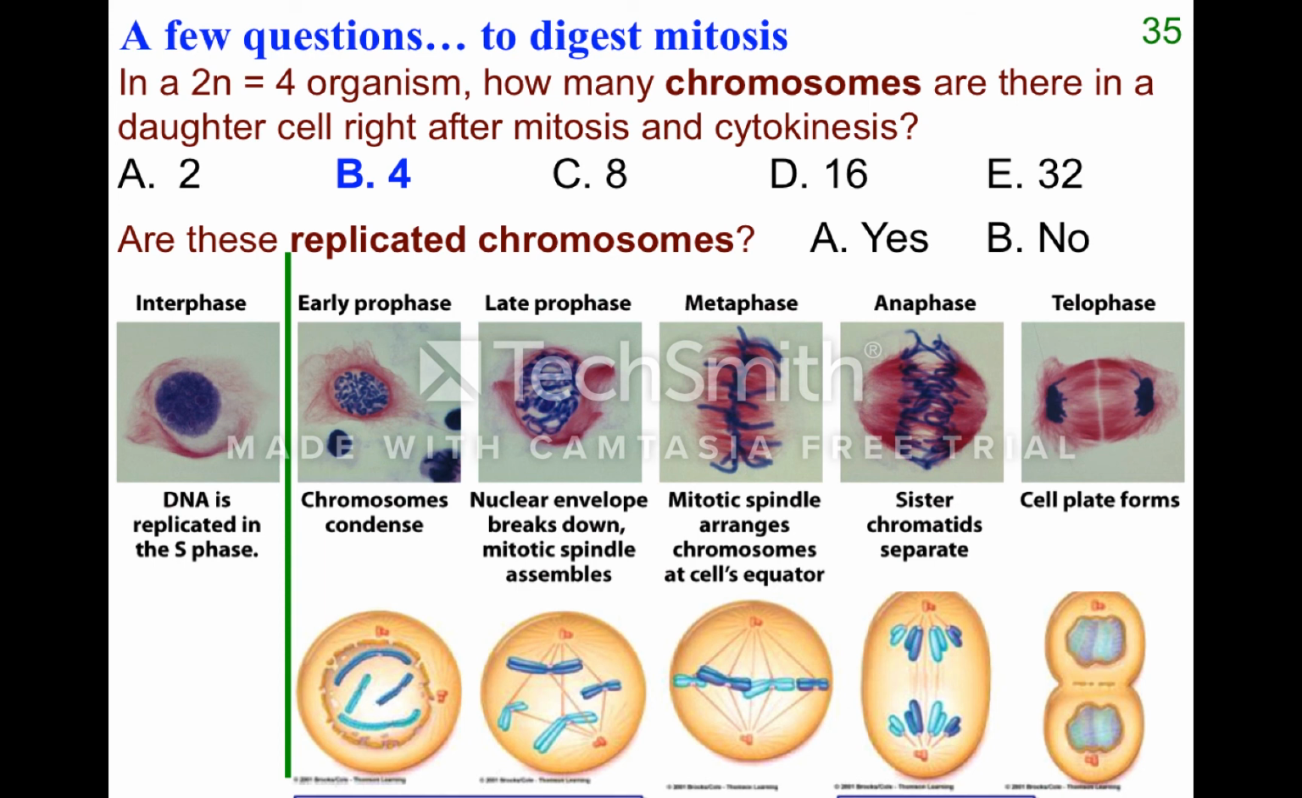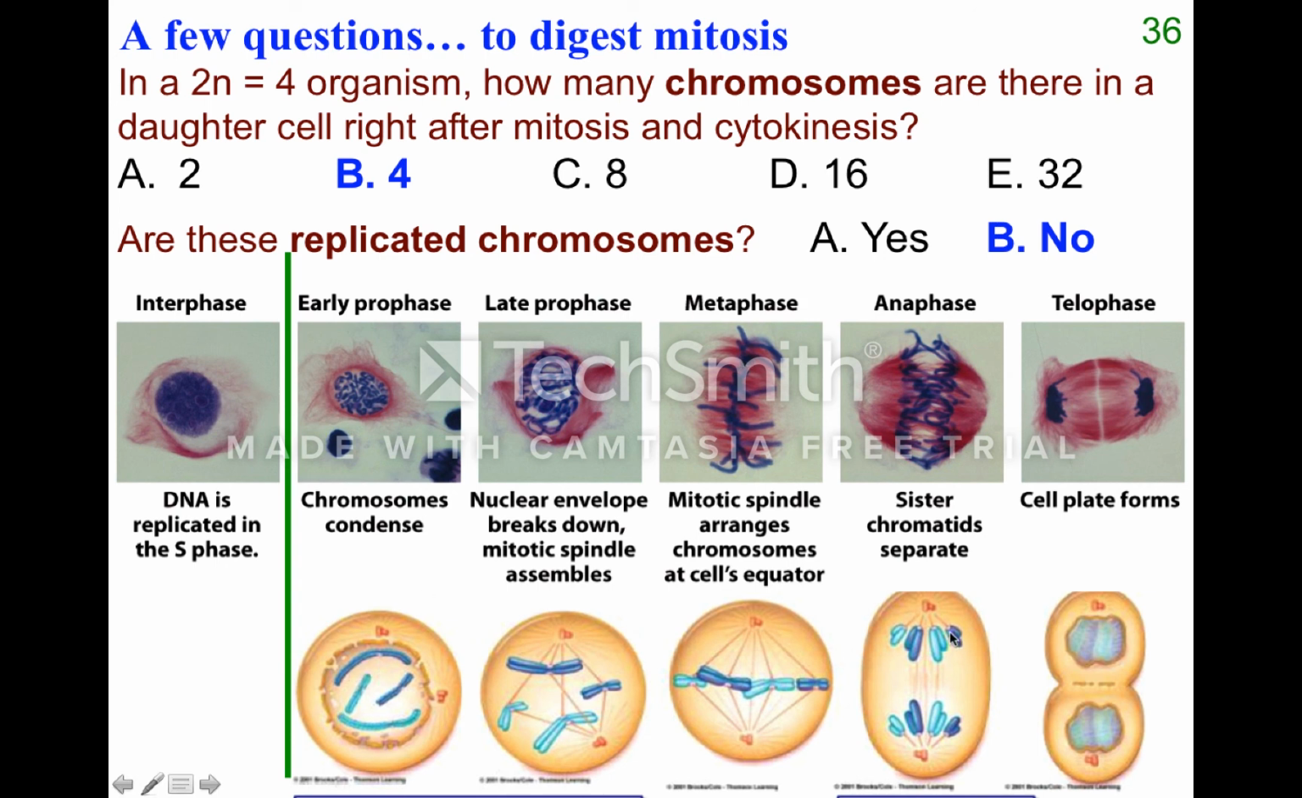All right. Oh yeah, and sorry, there's one more question at the end here, so please pause now and think about it. Okay, and we're back, and hopefully you chose no, right? So we started off with replicated chromosomes at the beginning that are ready to divide.